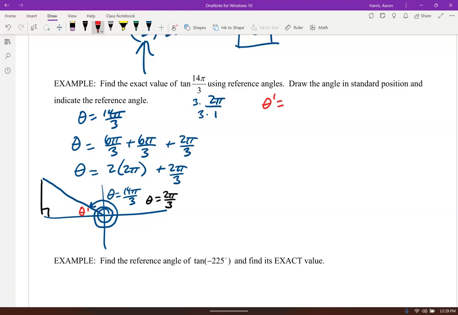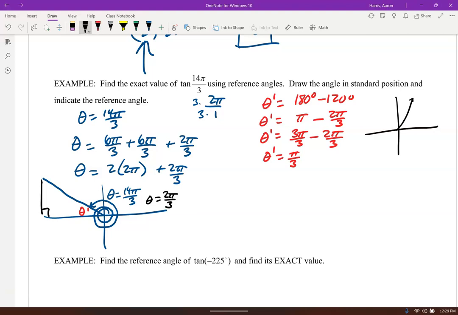So theta prime would be 180 degrees minus 120 degrees, except we're doing this in radians. So pi minus 2 pi thirds. In other words, 3 pi thirds minus 2 pi thirds is 1 pi third, right? There's our theta prime, or 60 degrees, right? So if I'm thinking on my unit circle is 60 degrees, there's my spot, there's my cosine and my sine. So this will be negative x, positive y, because it's quadrant 2.